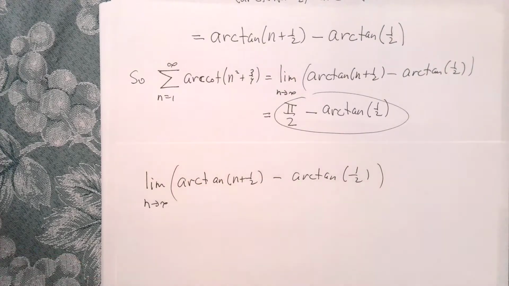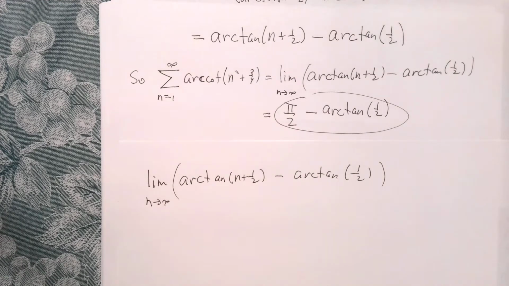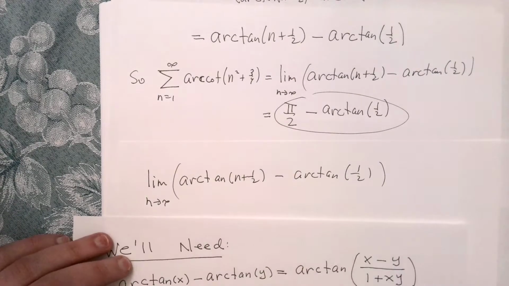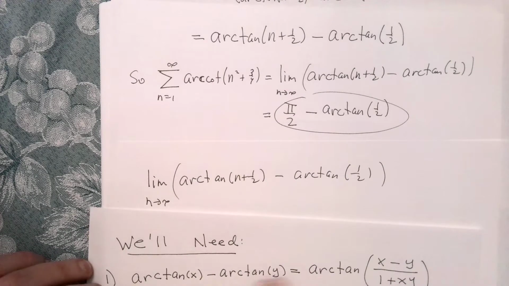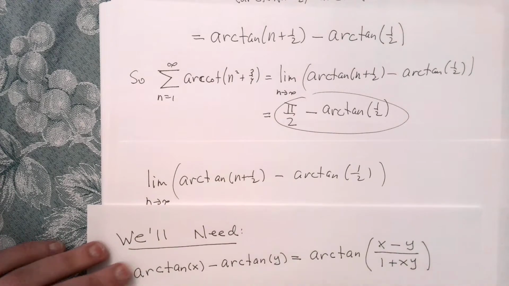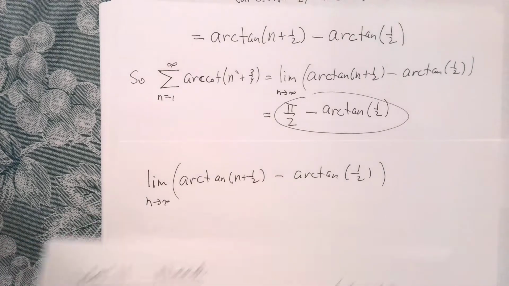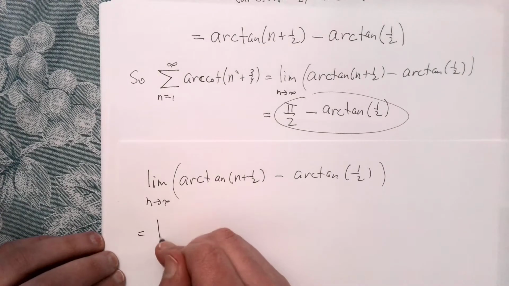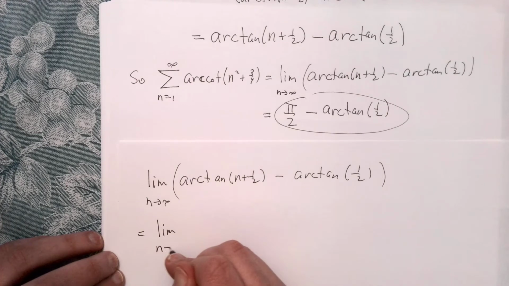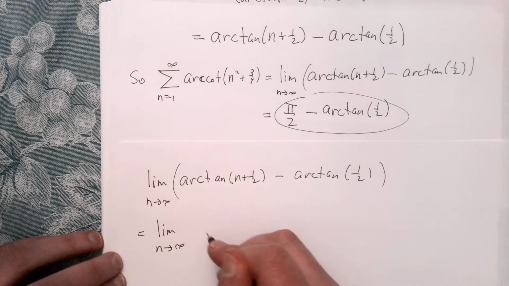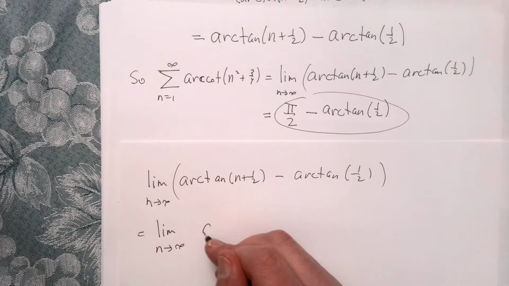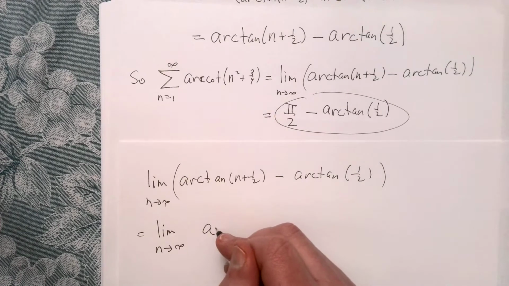Well, we know how to deal with a difference of arctans, right? I think we had property 1, which allows me to rewrite this. Property 1 says I can rewrite this as this, so we can use property 1 right here. So let's go ahead and do that. By property 1, I can think about this as the limit as n goes to infinity. And again, the point of this is just to get another form for this, just for some fun.